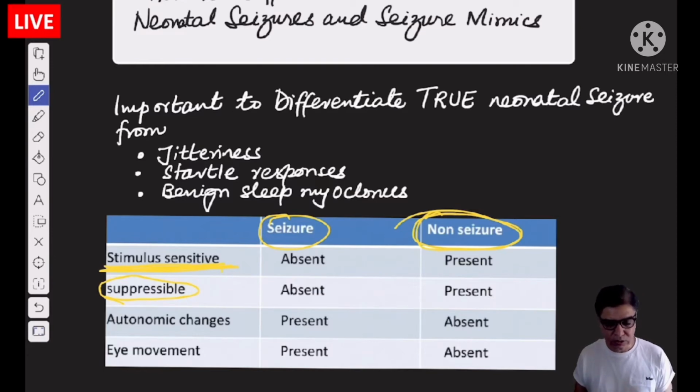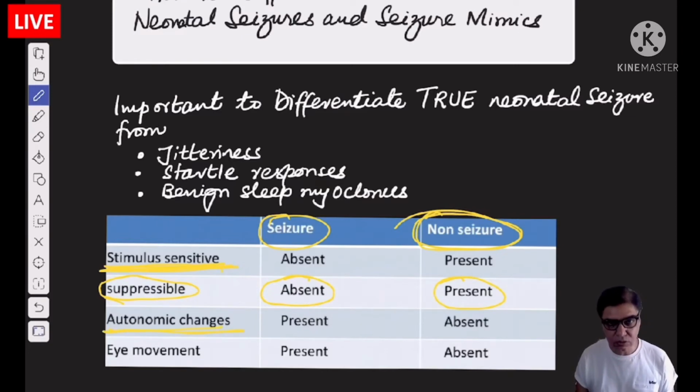a non-seizure. So if a child has jerky movements or, let's say, abnormal rhythmic contraction, and if you hold that part of the limb or that part of the body and it stops, then it's probably a non-seizure. But if it's still seizing, if it still has jerky movement, then it's most probably a seizure. So it's not suppressible in the case of a seizure, while it would be suppressible if it is a non-seizure. Then autonomic changes.